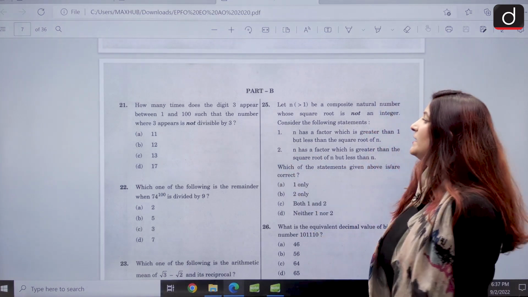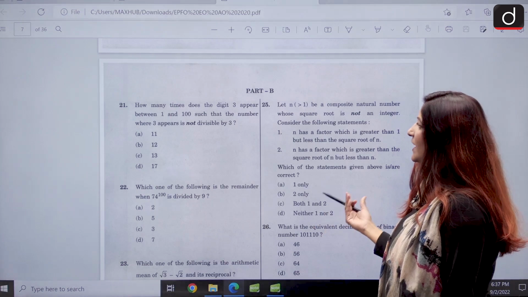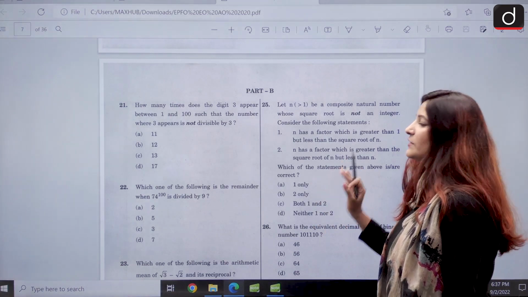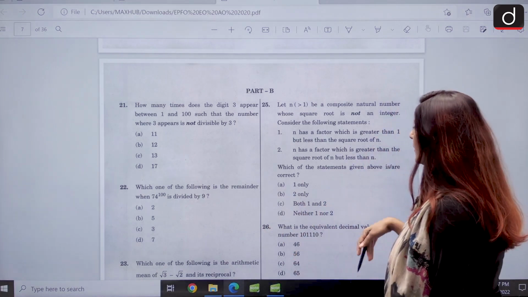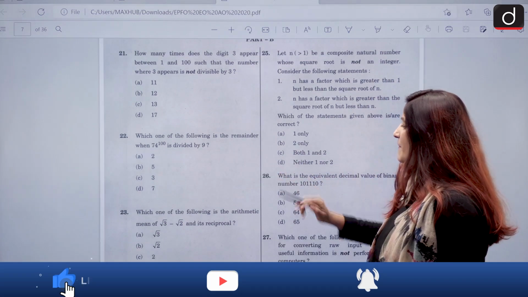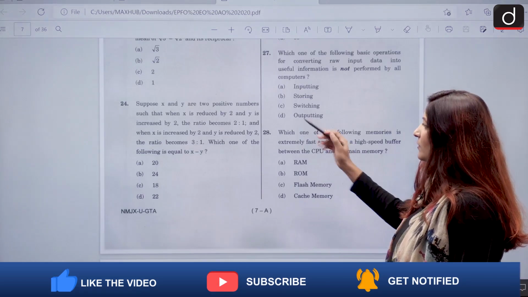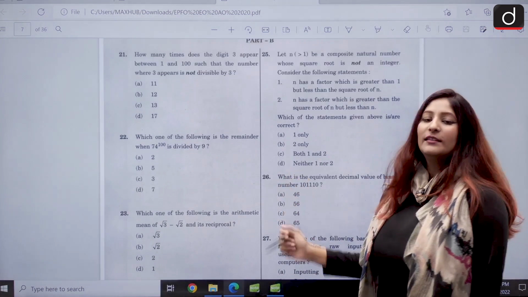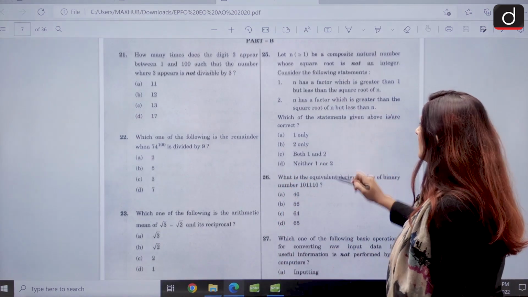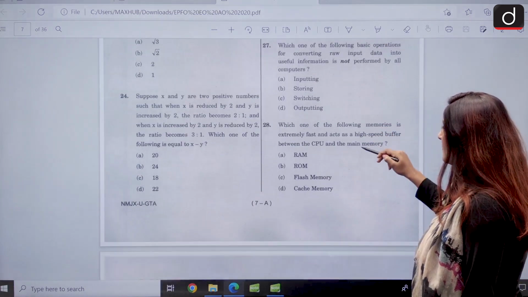Maths. How many times does the digit 3 appear between 1 and 100 such that the number where 3 appears is not divisible by 3? CSAT plus general studies like that. Okay, again here we see maths questions. Here we have important maths questions that can be covered from R.S. Agrawal, right? Then again, maths question. Maths is an important part.